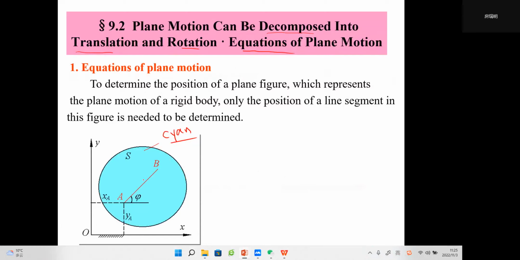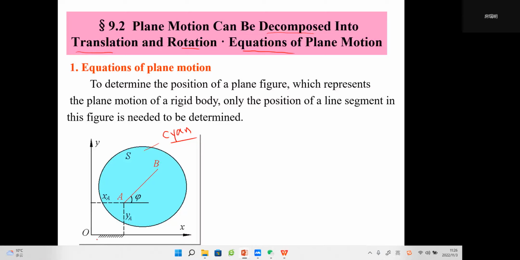This is the plane figure. It denotes the plane motion of some rigid body, right? So we are going to talk about its equation. We have a fixed coordinate system here, x and y.